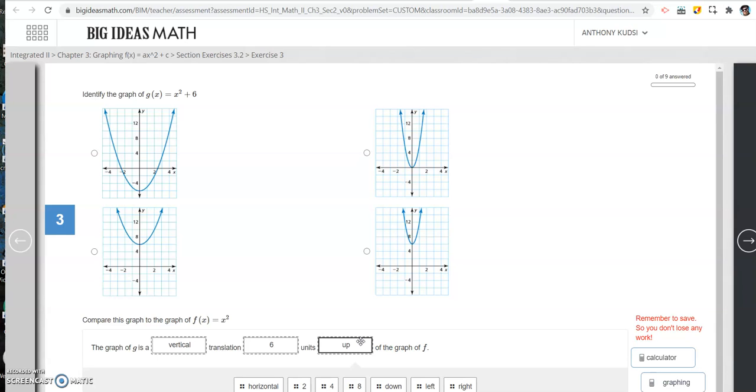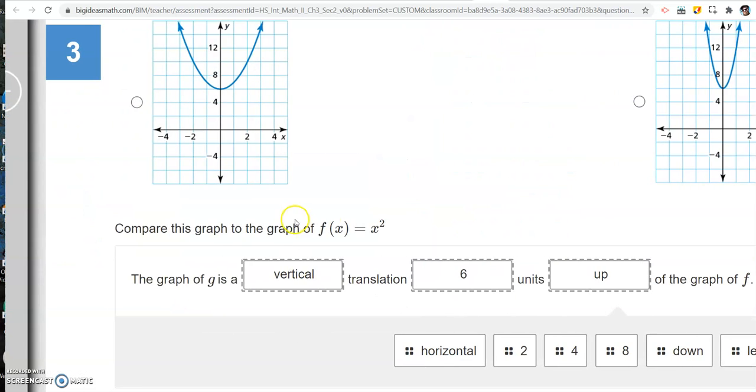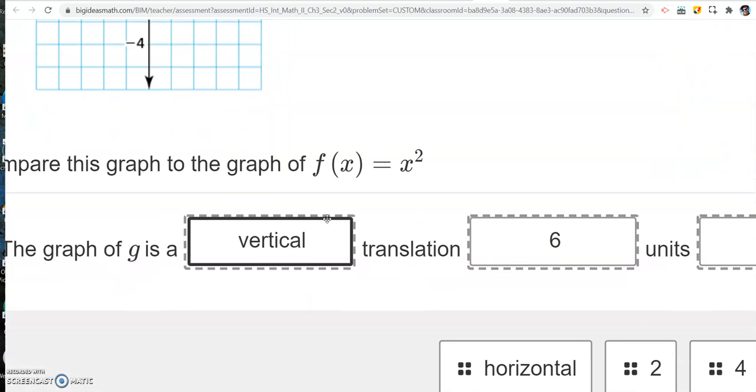All right, so do the best you can, and if you're not understanding this fancy notation here, this f of x, let me know, and I'll try and help you out, okay? Send me a message, or meet me in tutoring, and we'll talk about it.